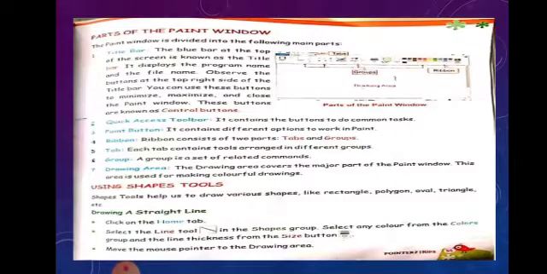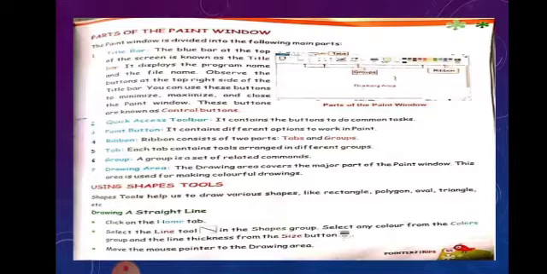Now, dear children, next topic is parts of the Paint window. The Paint window is divided or categorized into the following parts, that is title bar, quick access toolbar, Paint button, ribbon, tab, group, and drawing area.